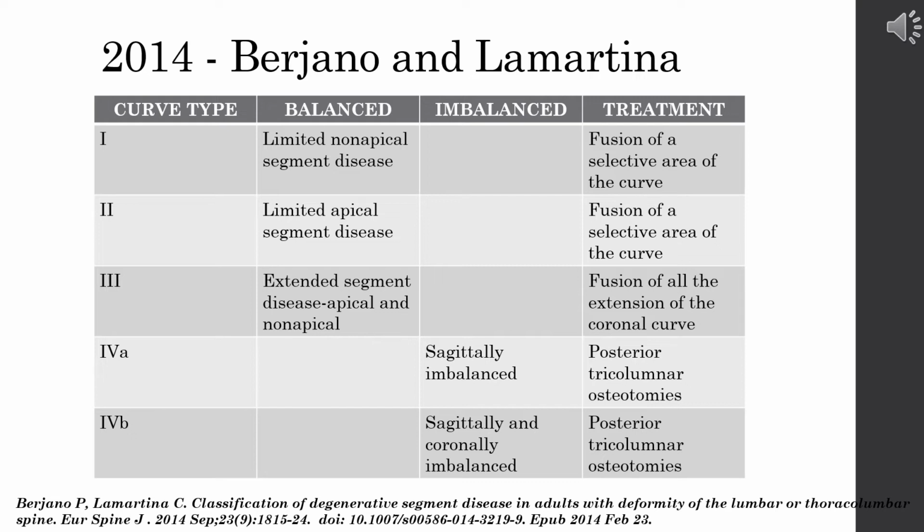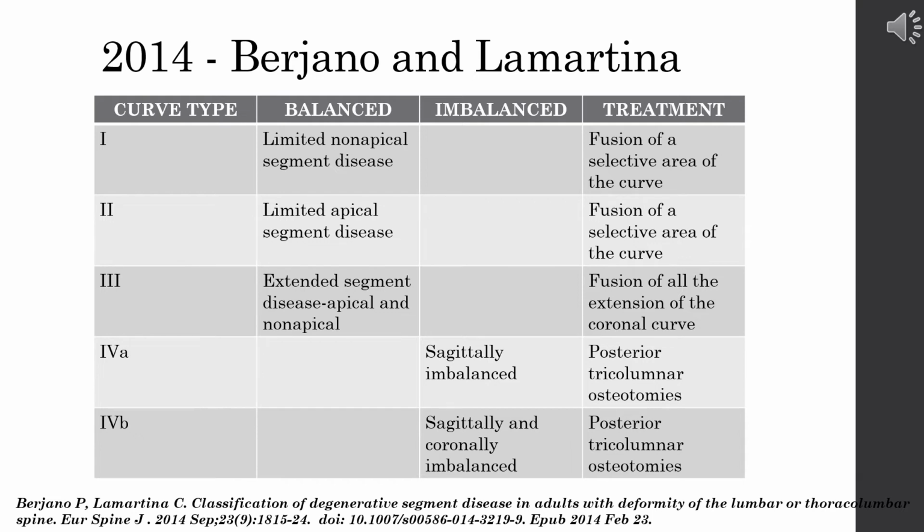junctional disease and decompensation. They characterize 4 main types: Type 1, limited non-apical segmental disease; Type 2, limited apical segmental disease; Type 3, extended segmental disease, which is apical or non-apical. Type 4 is an imbalanced spine, wherein 4A is sagittally imbalanced and 4B is sagittally and coronally imbalanced.